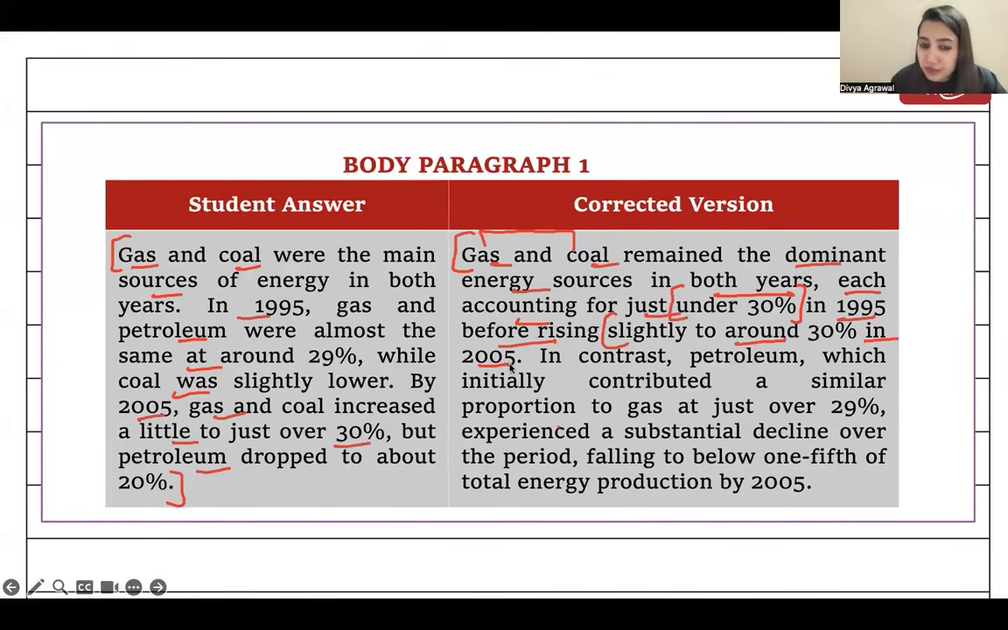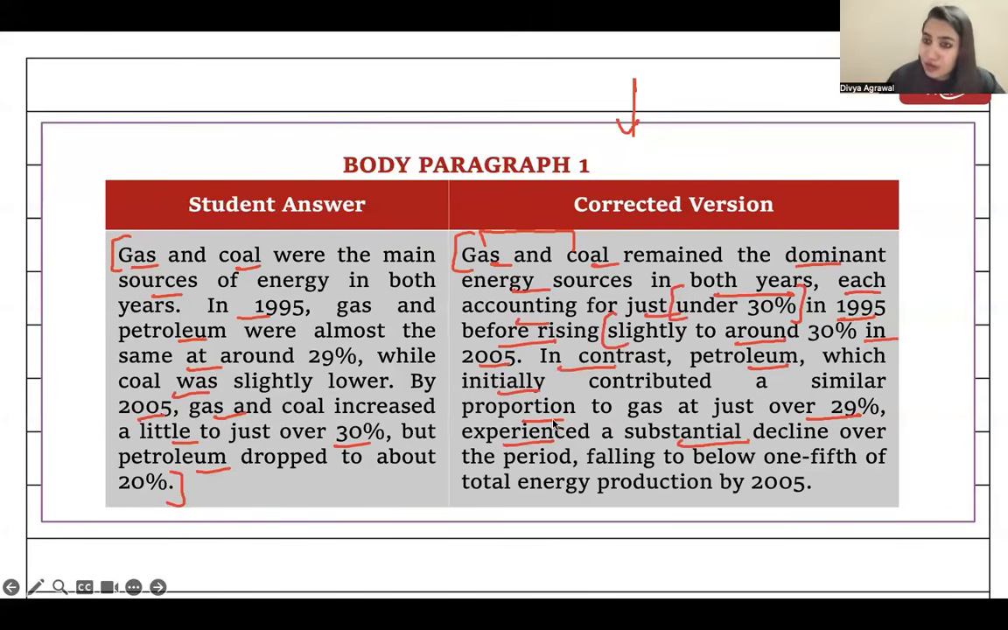In 2005. In contrast, petroleum. Now we are going to talk about the petroleum one, so we have to write these contrasting words. In contrast, petroleum, which initially contributed a similar proportion to gas at just around 29%, experienced a substantial decline. Whenever there is a major decline, you can use words like plummeted or substantial decrease, substantial decline. Always use these kinds of words for a better band.